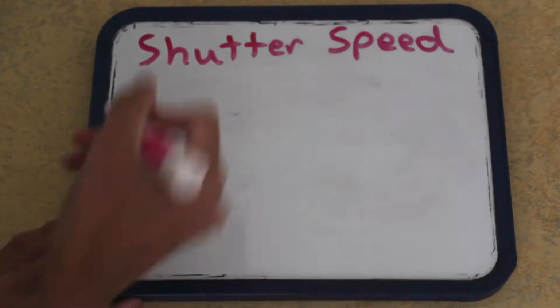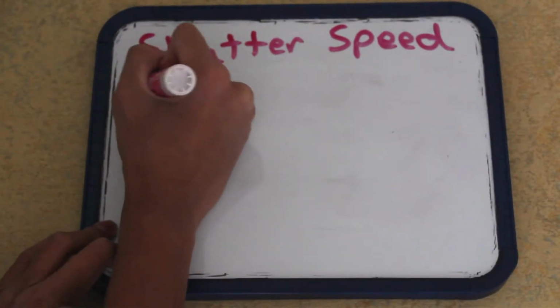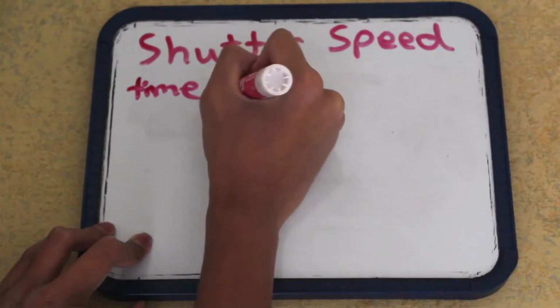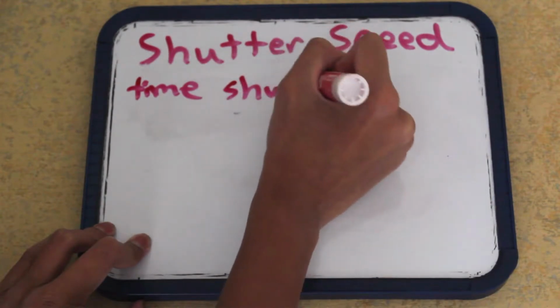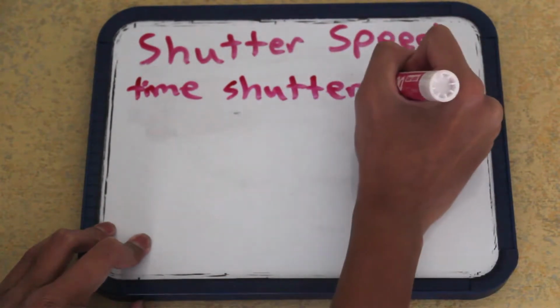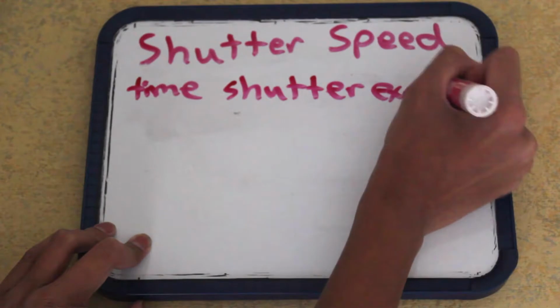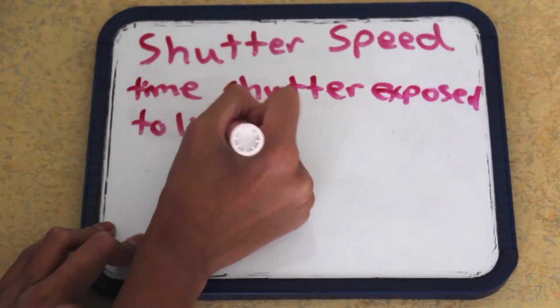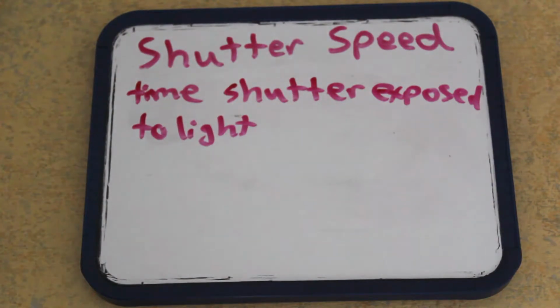Shutter speed is the time in which the shutter of a camera is exposed to light. So what does that mean exactly? That means that the shutter of a camera is open to light, so that's when it captures the image. I'll show you that on a camera here.